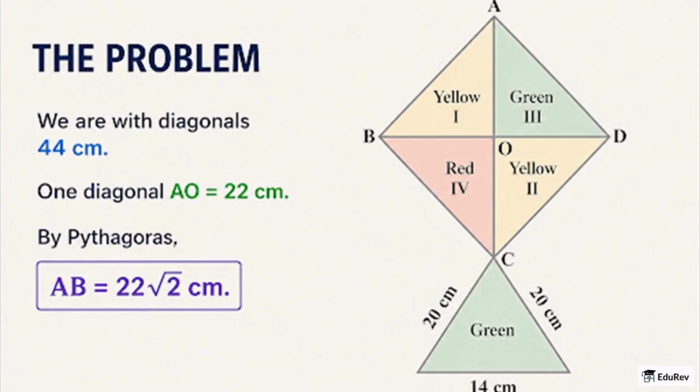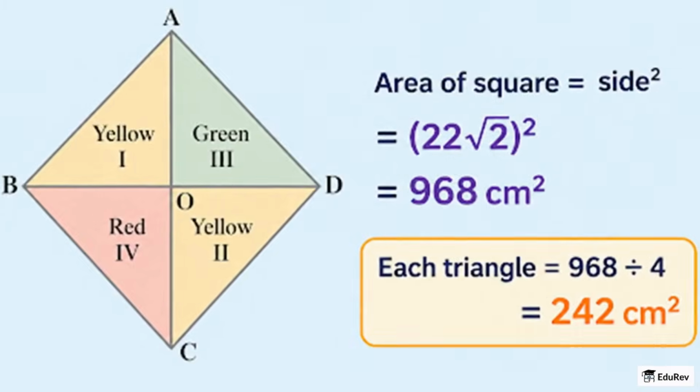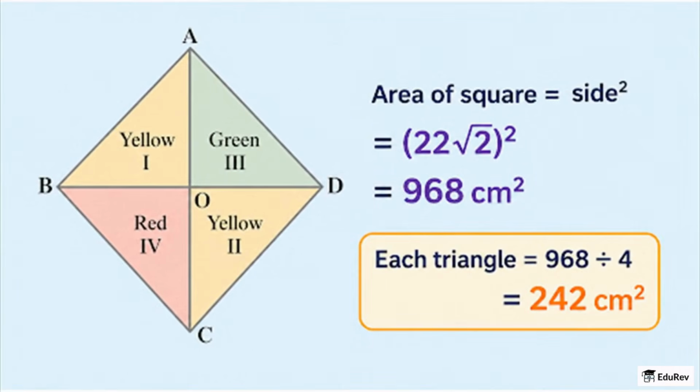A square has diagonals 44 centimeters. So half diagonal AO is 22. Using Pythagoras, AB equals 22 root 2 centimeters. Area of the square equals side squared, equal to (22 root 2) squared, which equals 968 square centimeters. So each of the four triangles inside is 968 by 4 equals 242 square centimeters.